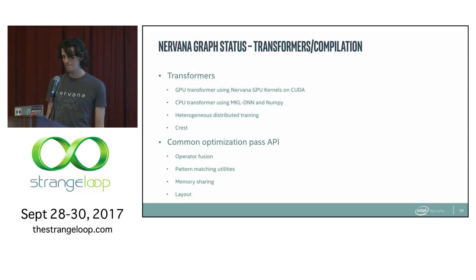So at the moment, we have this set of transformers. We have a GPU transformer, which is using the Nervana GPU kernels, which executes on CUDA. Then we are working on CPU transformers using MKLDNN, and we have a reference NumPy. We have the Heter transformer and transformers for Lake Crest. The common optimizations that we've implemented are operator fusion, pattern matching utilities, memory sharing, and layout.